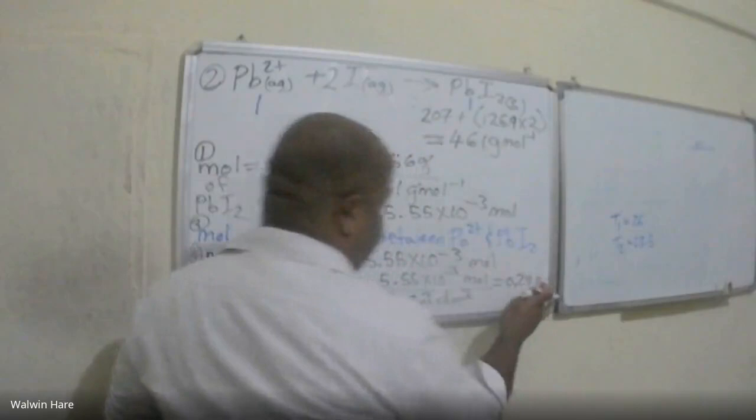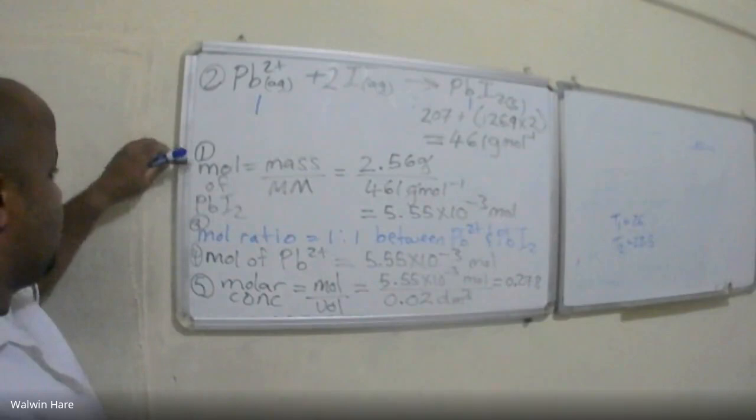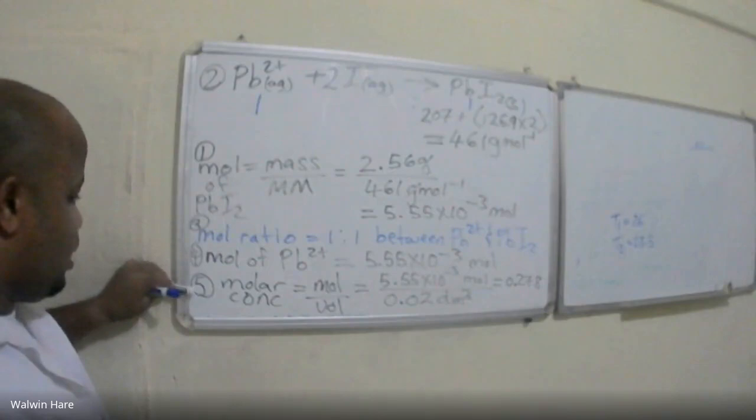0.278. Remember the unit is moles per dm cubed. So you can follow 5 simple steps: mole of precipitate, balanced equation, mole ratio, mole of analyte, and then the concentration.